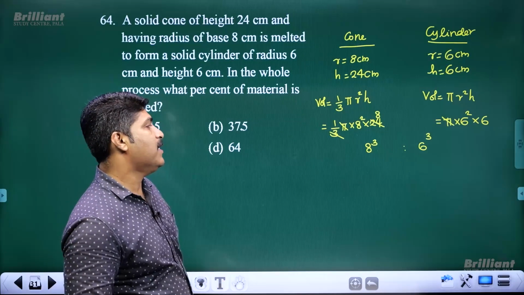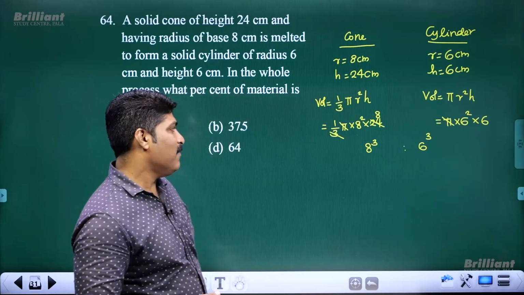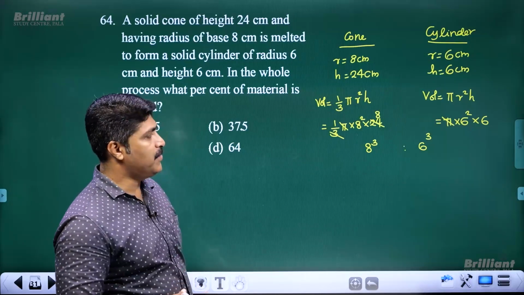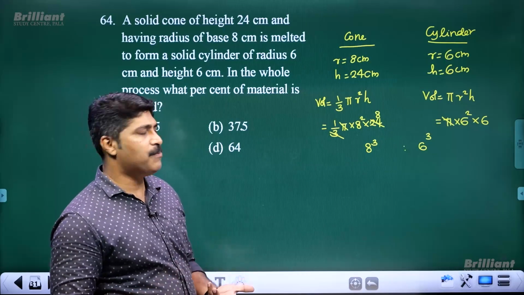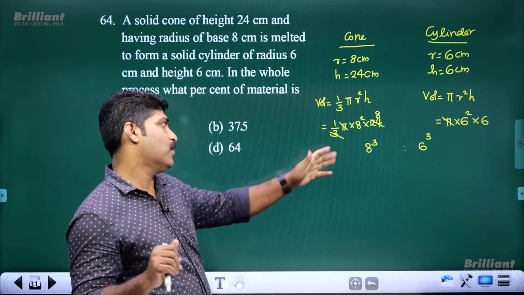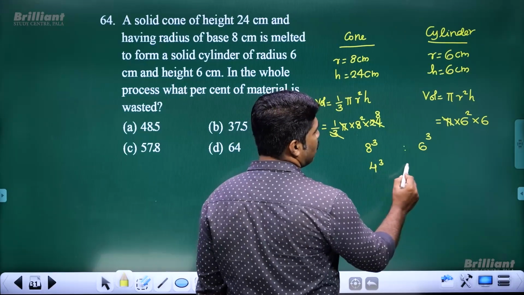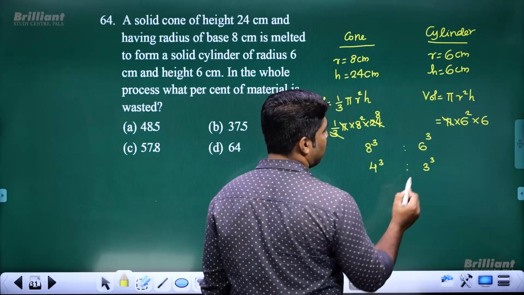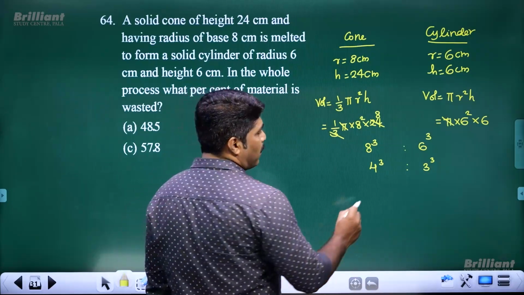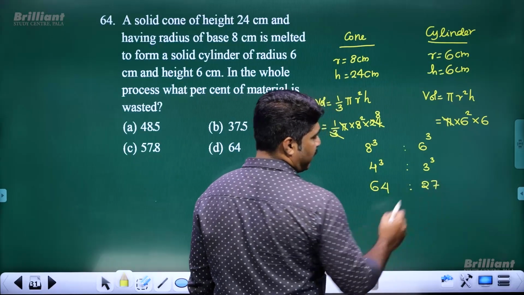So here we just consider what is 8 cube and what is 6 cube. You can do the operations, or further simplification is also possible. In both the quantities you can cancel 2 cube. If you divide both these values by 2 cube, this is equal to 4 cube and this is 3 cube. That's it, we simplify it with the common factors. So what is 4 cube? 4 cube is equal to 64 and 3 cube is equal to 27.